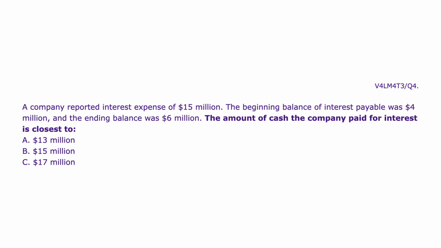A company reported interest expense of $15 million. The beginning balance of interest payable was $4 million, and the ending balance was $6 million. The amount of cash the company paid for interest is closest to: A. $13 million, B. $15 million, C. $17 million.